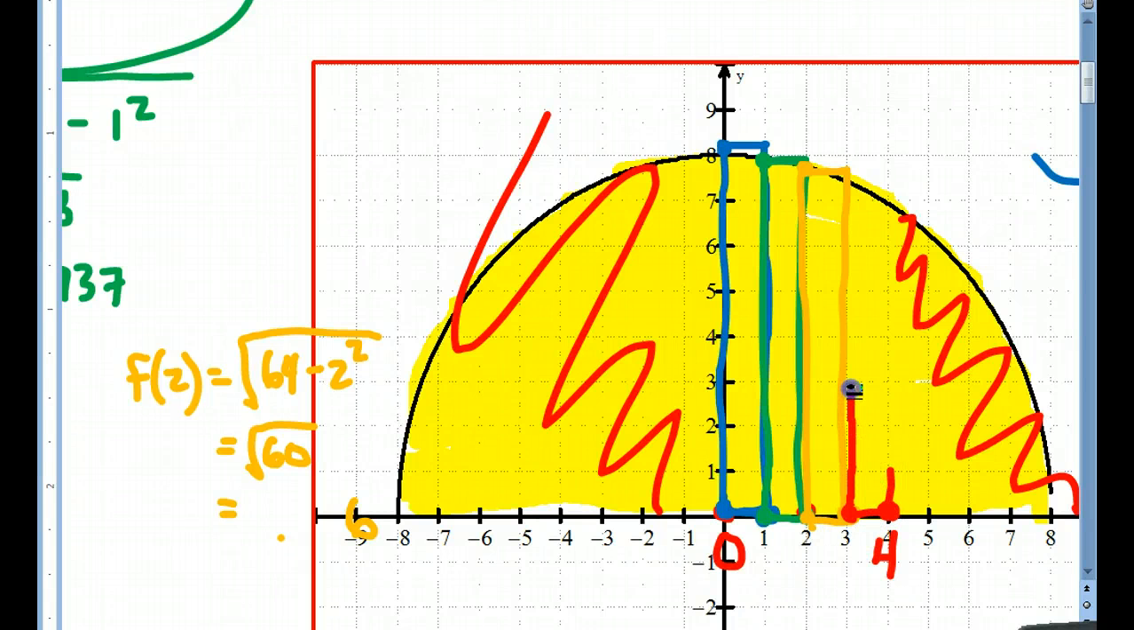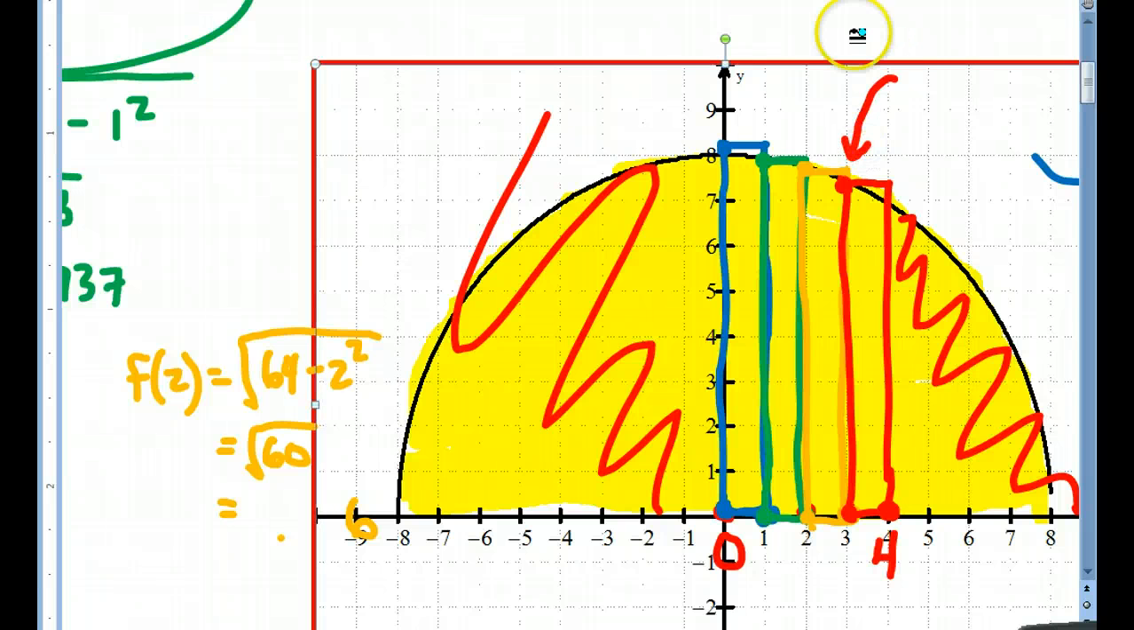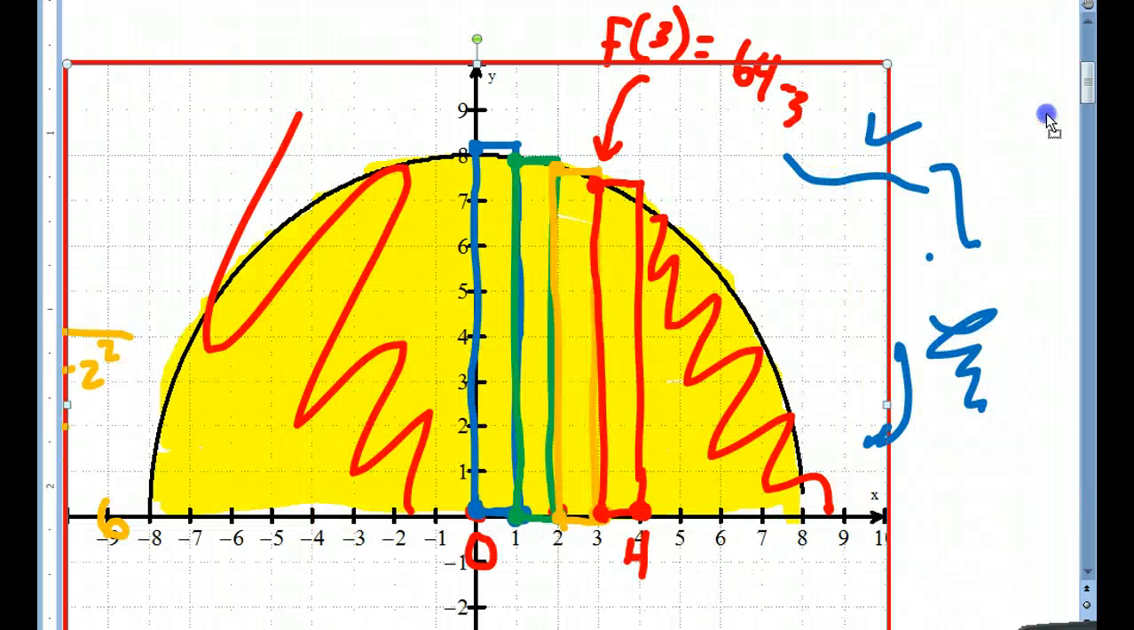So the left-hand side goes up, stops at the function, goes across and down. So here I would need to find f of 3. The square root of 64 minus 3 squared, which is 55.